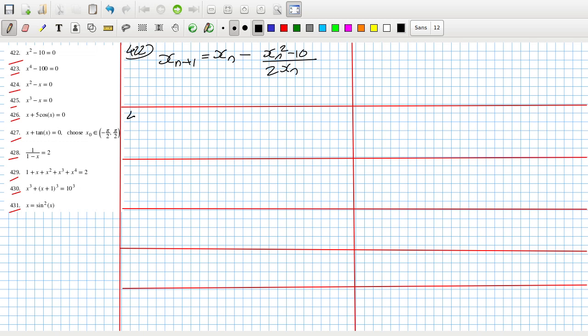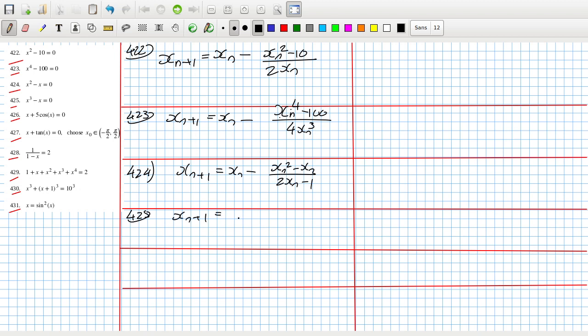423: x_{n+1} = x_n minus (x_n to the power 4 minus 100) over 4x_n cubed. 424: x_{n+1} = x_n minus (x_n squared minus x_n) over (2x_n minus 1). 425: x_{n+1} = x_n minus (x_n cubed minus x_n) over (3x_n squared minus 1).